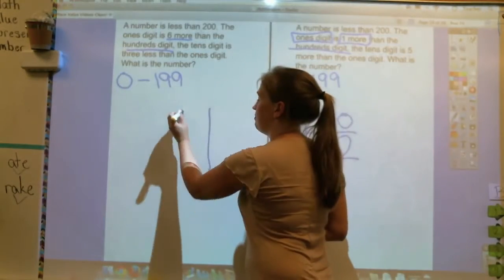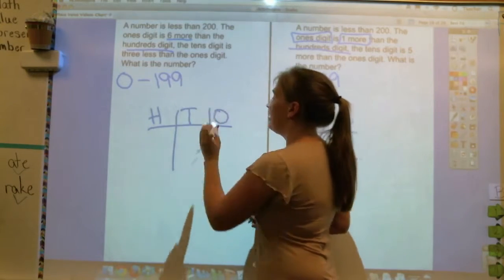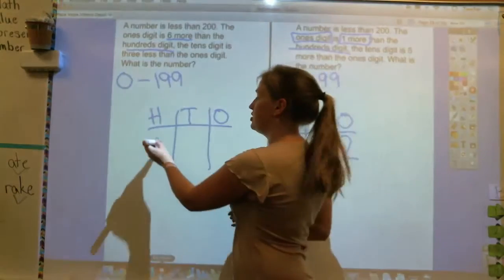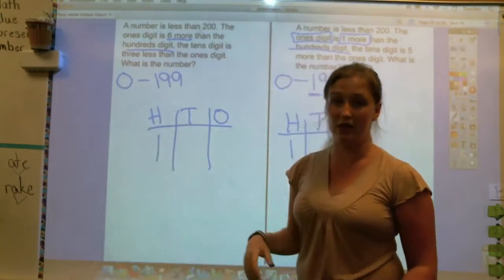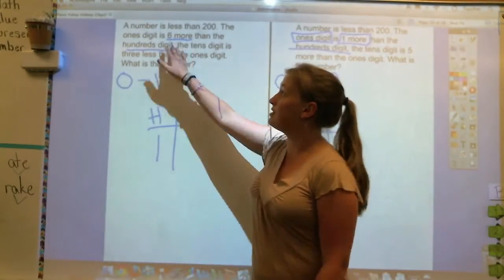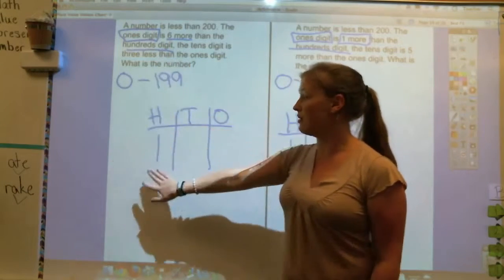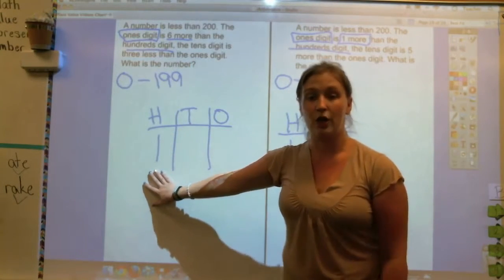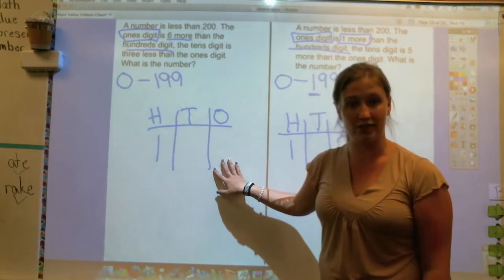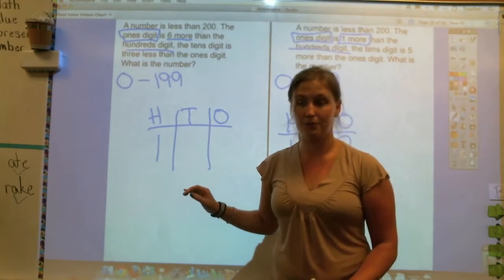You should have a place value chart, and as you learned, there must be a hundreds digit. So like me, you should have a 1 in the hundreds place. Now, yours says that the ones digit is 6 more than the hundreds digit. So I want you to pause the video while you figure out what should go in the ones place. Start the video again when you're ready for the next step.